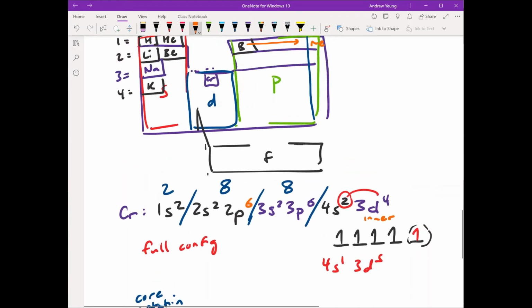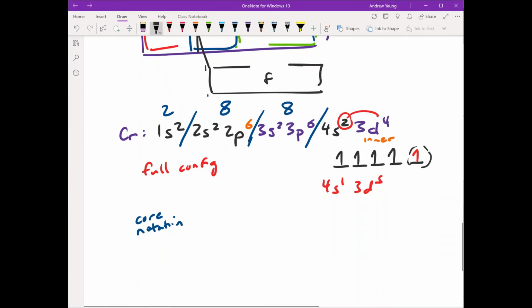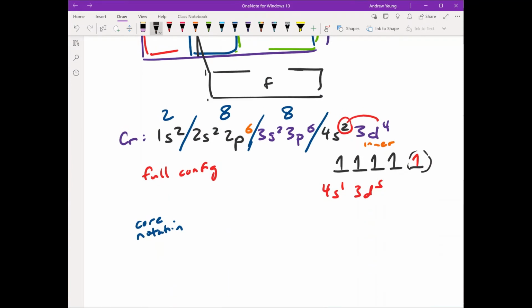What I'm going to do here is use the noble gas here. I believe it's argon. Argon is 3 shells down here. Instead of writing out all this beginning bit here, I could say argon. That hides all these 3 inner shells, and I'll just leave it with, let's say, 4s1 and then 3d5, given that it's our exception. Okay, so that would be the core notation for chromium here.